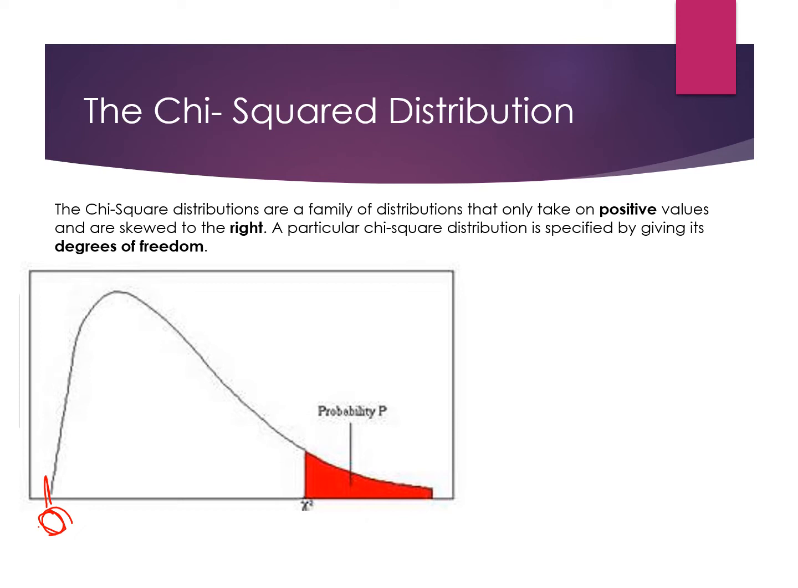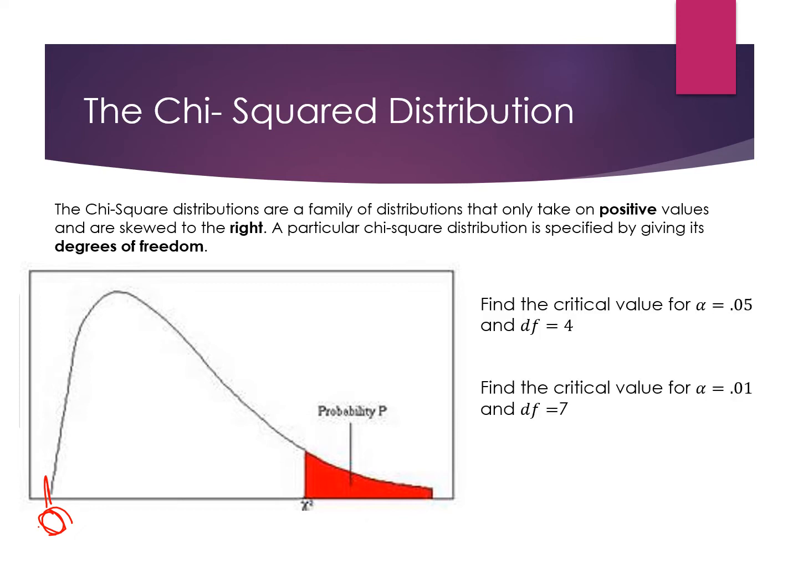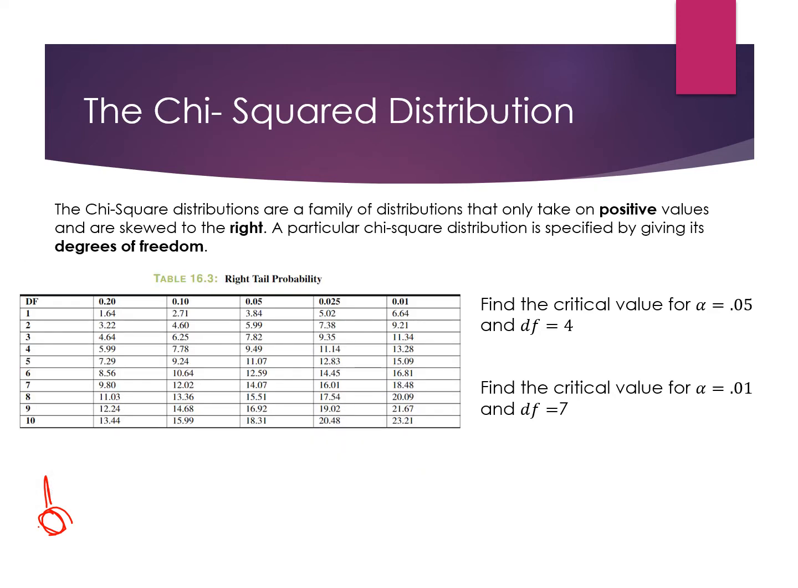It is described by its degrees of freedom. So degrees of freedom, if you look at the chart here, past your t-chart, it's the chi-squared table that I'm looking at right here. When you read your chi-squared table, you have degrees of freedom on the left-hand side, and then you have your probability on the right-hand side.